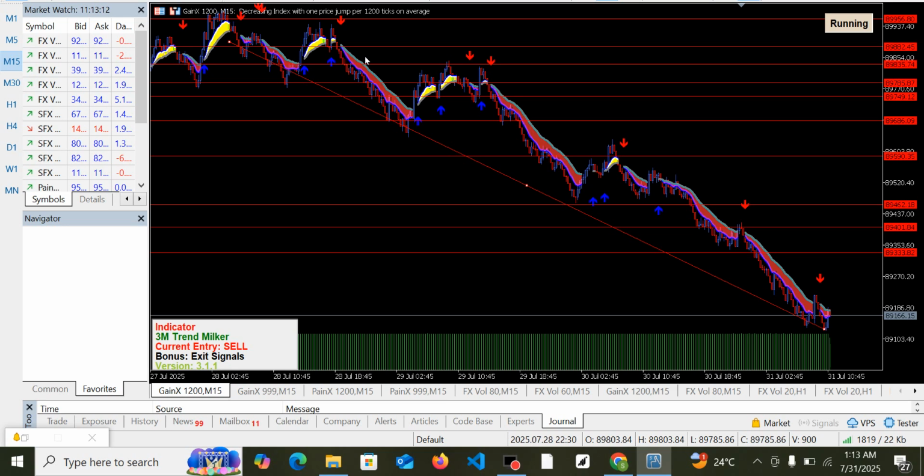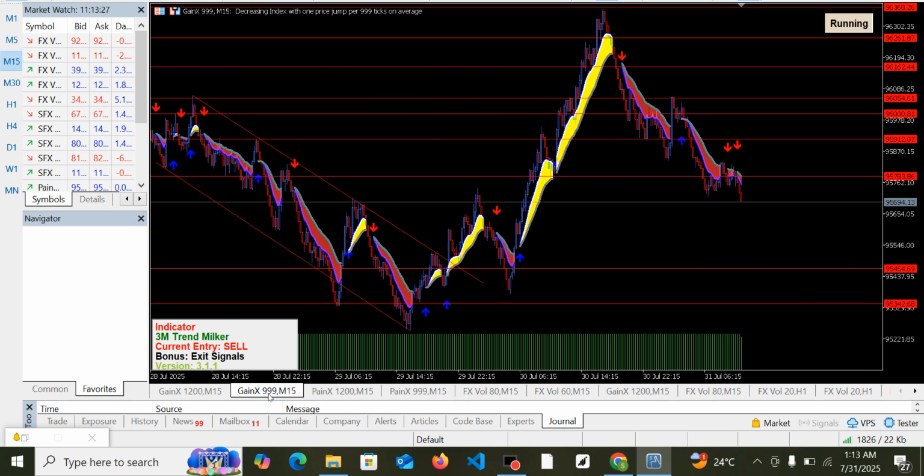Of course, because the market has been on downtrend does not mean there won't be pullbacks. You can see right here is a pullback, right here is another one, and here is another one. But it's been more of a downtrend than an uptrend.